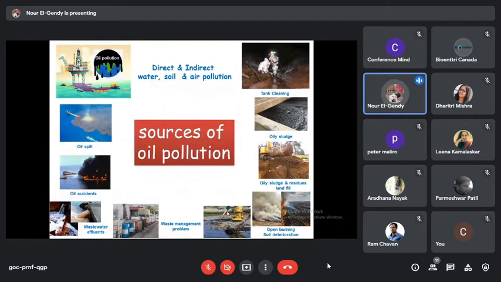The sources of oil pollution, which directly or indirectly damage our environment, especially leading to water, soil and air pollution, are the sudden oil leakage or oil spill. Oil accidents, which usually lead to open burning, which also affects our climate. Wastewater effluents from the petroleum industry in general, from the petrochemical industry or refineries. Waste management problems from all the types of waste coming from the petroleum and gas industry. Tank cleaning is another source of oil pollution. Oil sludge and residues, landfill. Open burning leads to what is called soil deterioration also.